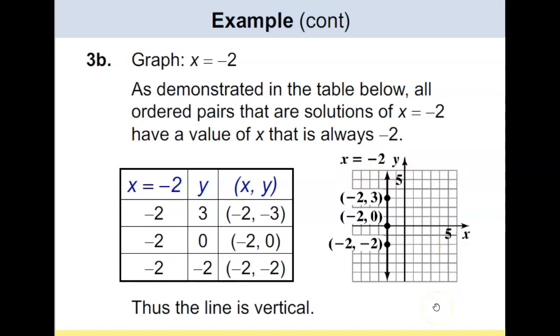All right, is this it? I think that's it. So that's what we're doing in this section 3.2: we're looking at intercepts, x and y intercepts, in horizontal lines, which have equations y equal a number, and vertical lines, which have equations x equal a number.